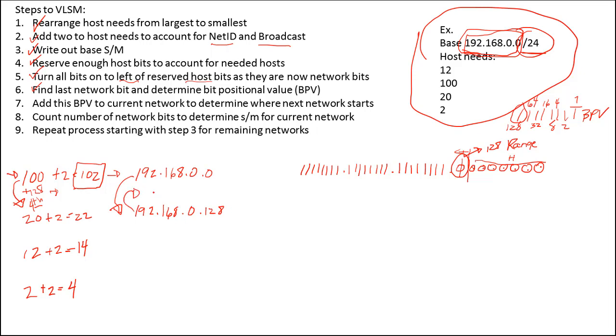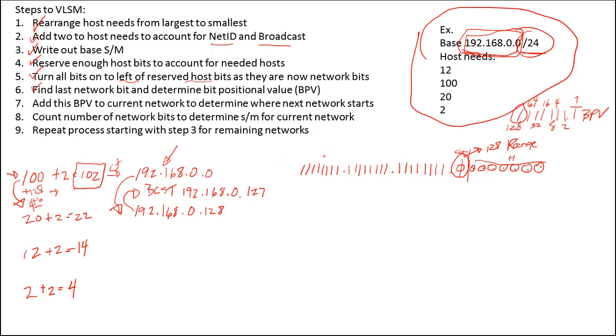Now we can work our way backwards to get to the broadcast address for this current network that we're on, 192.168.0, and we take 1 away from wherever the octet is where that last network bit occurs. And in this case, it occurred in the 4th octet, so we take 1 away from the 4th octet, which gives us 127, right? That's our broadcast for this current network we're on.